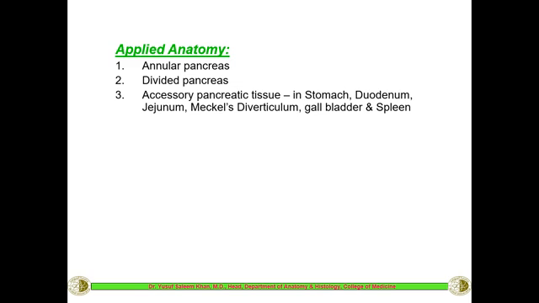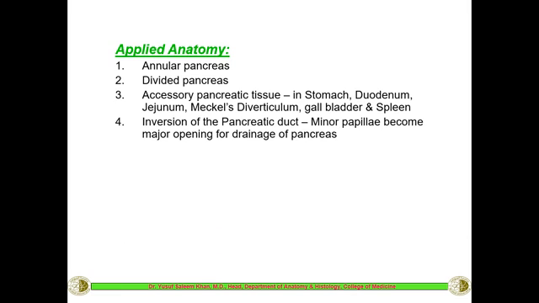Sometimes the dorsal bud and the ventral bud might remain separate, and this is called the divided pancreas. Sometimes there might be small pancreatic tissue developing in the stomach itself, in the duodenum, in the jejunum, in the Meckel's diverticulum, sometimes even in the gallbladder and the spleen. These are called accessory pancreatic tissue, which might be a major reason for uncontrolled diabetes in some patients.